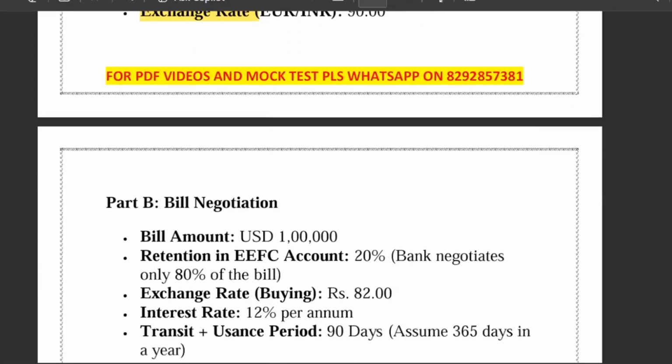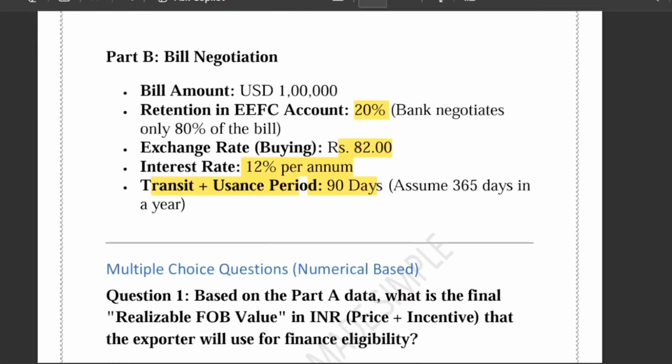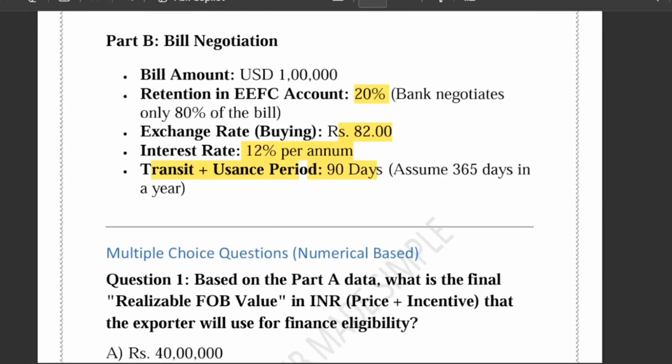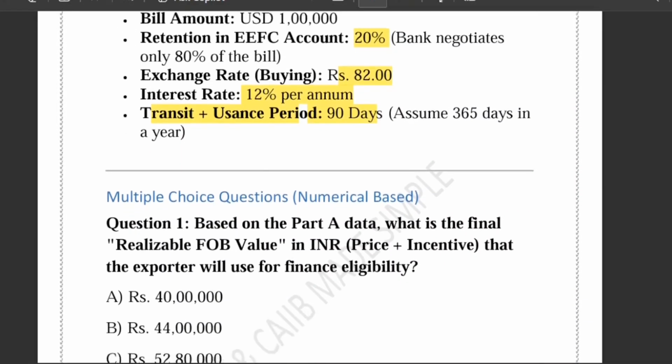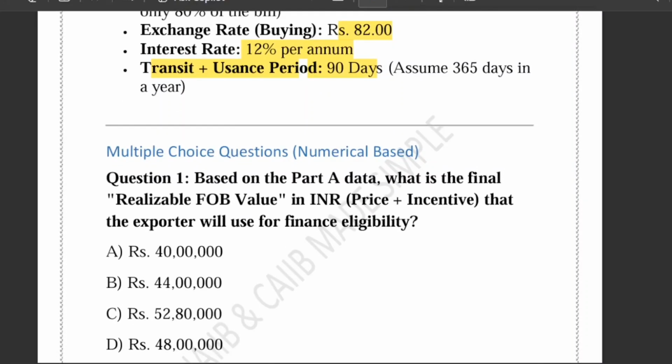And the second case is bill negotiation. The bill amount is $1 lakh, retention in the EEFC account is 20%, exchange rate is 82 rupees, interest rate is 12% per annum, transit plus usance period is 90 days. Now the question is based on the part A data. Based on the part A data, what is the final realizable FOB value in INR that the exporter will use for finance eligibility? So we will solve a practical export finance question involving FOB pricing and realizable value.